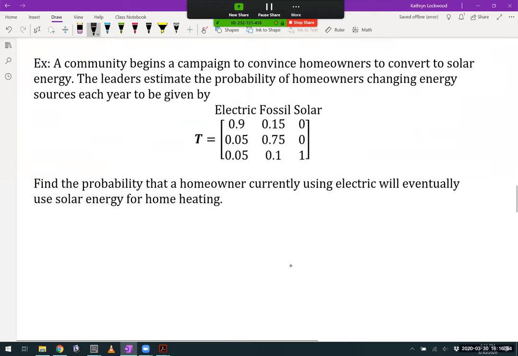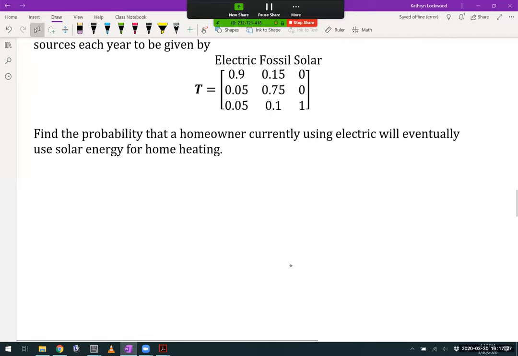Now, the next example I want to combine with an application. Consider a community which begins a campaign to convince homeowners to convert to solar energy. And the leaders estimate that the probability of homeowners changing energy sources each year is given by the following transition matrix, where electric and fossil are the other two types of energy. Let's find the probability that a homeowner currently using electric will eventually use solar energy for home heating.